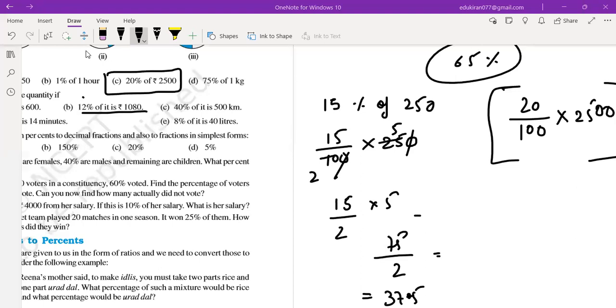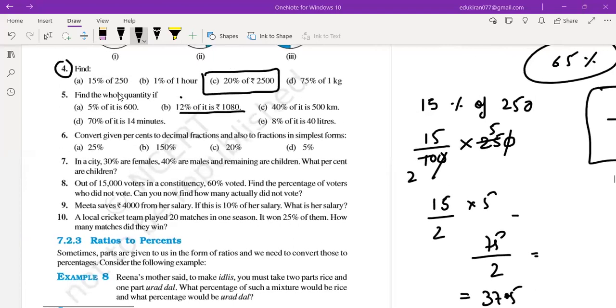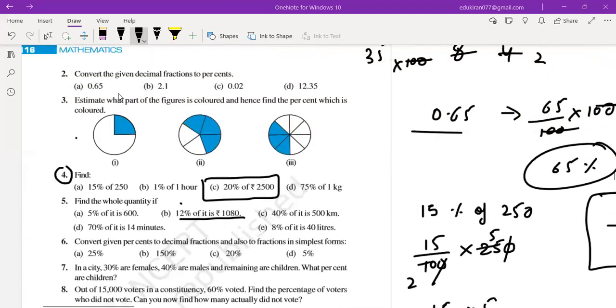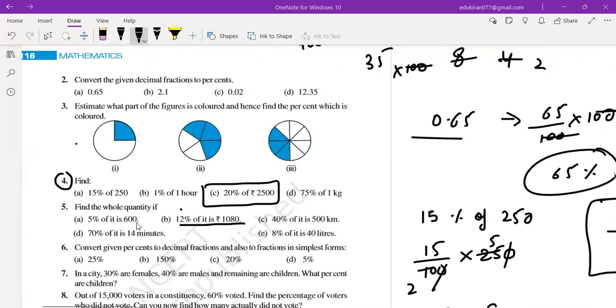Ma'am, can you explain the B1? Yes, yes. B1 I will explain. Here you have to do the conversion. No, ma'am, the 12% of it is... Which one? No, the fifth one. You don't have to do this one. You have to do this one, C1. Oh, okay, ma'am. That I'll come later on. Okay.